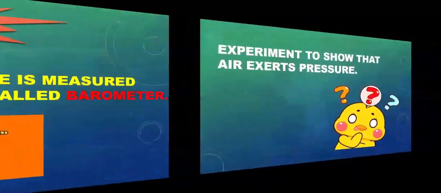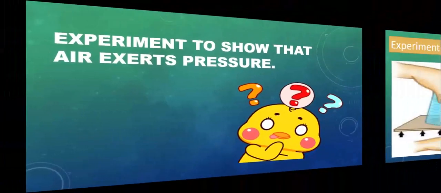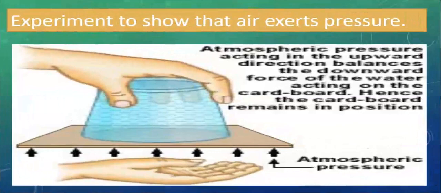So, here is one experiment to show that air exerts pressure. For this, we have to take a glass tumbler and fill it with water up to the brim. Now place a piece of cardboard on the mouth of the glass. Hold the cardboard tightly with one hand and turn the glass upside down very quickly. Now remove your hand gently from the cardboard. You will observe that the cardboard stays in place and the water does not fall at all.